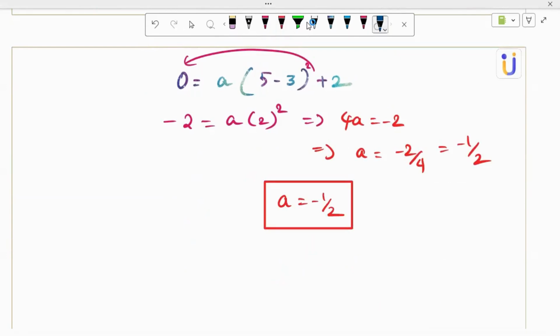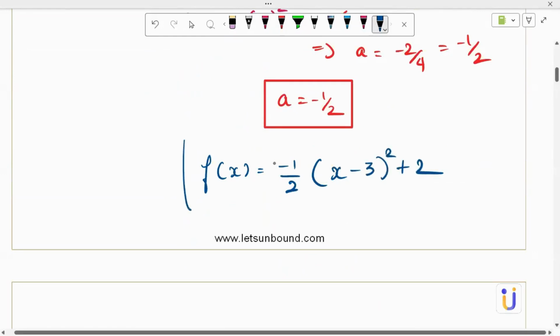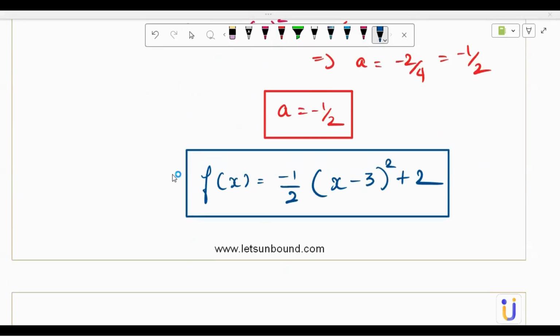Right. And next part. So our f of x is complete now. In place of a, I'm going to put minus 1 by 2, and (x minus 3) squared, this is already done, plus 2. So we expressed f of x in the desired format. And next question.